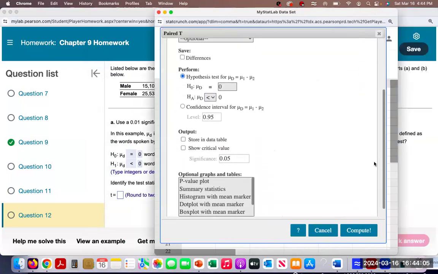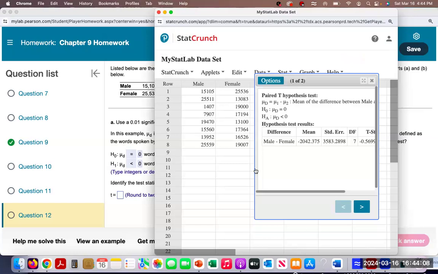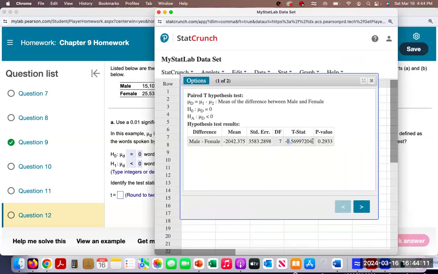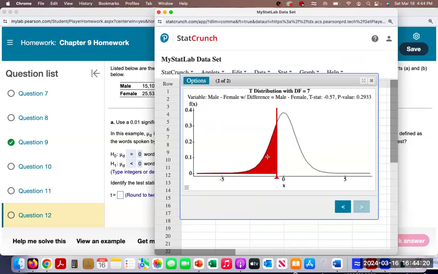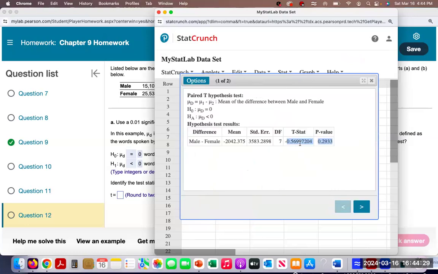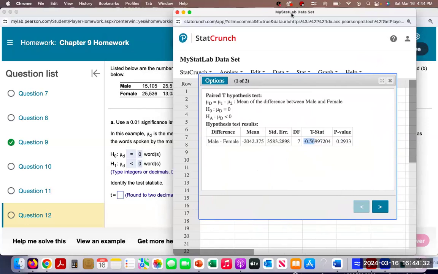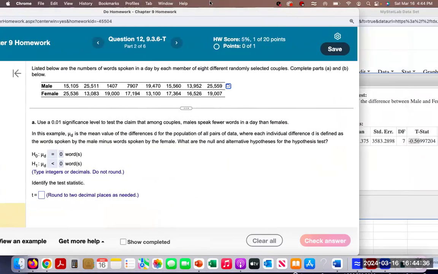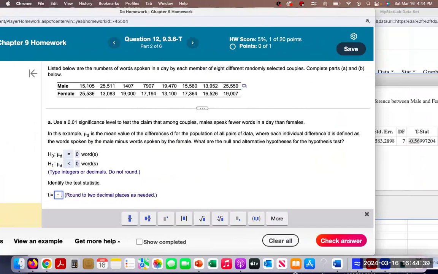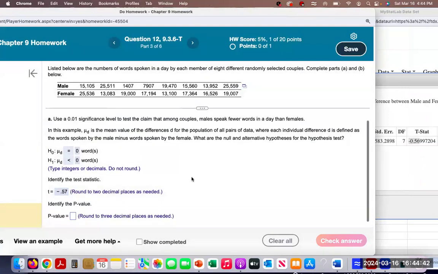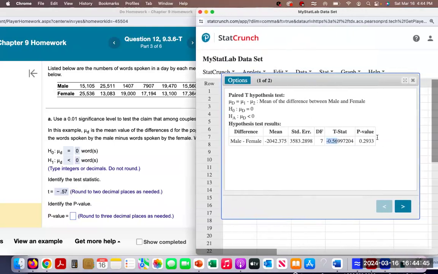And we can choose a p-value plot. There's our test statistic and p-value. We're working with the mean of the differences between male and female, and it's going to be a left-tail test where the left-hand side of the graph is shaded. This is our p-value, and here is the test statistic. If we round the test statistic to 2 decimal places, it's negative 0.57. And the p-value rounded to 3 decimal places is 0.293.